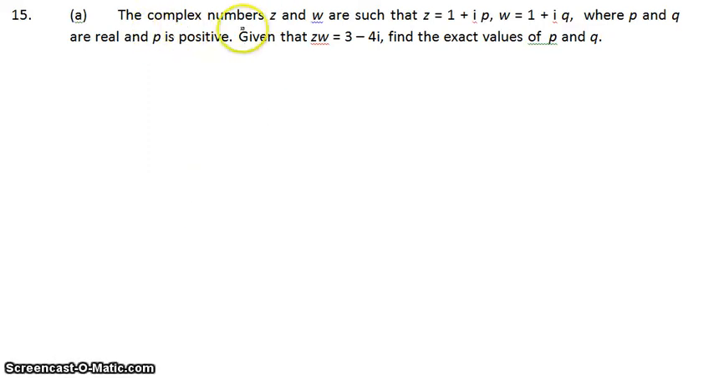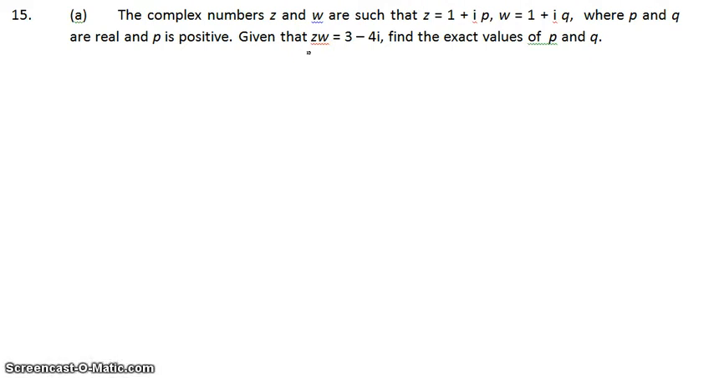Question 15. The complex numbers z and w are such that z is equal to 1 plus ip and w is equal to 1 plus iq, where p and q are real and p is positive. Given that zw is 3 minus 4i, find the exact values of p and q.